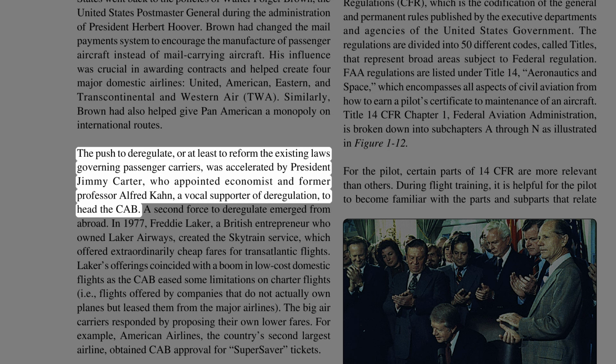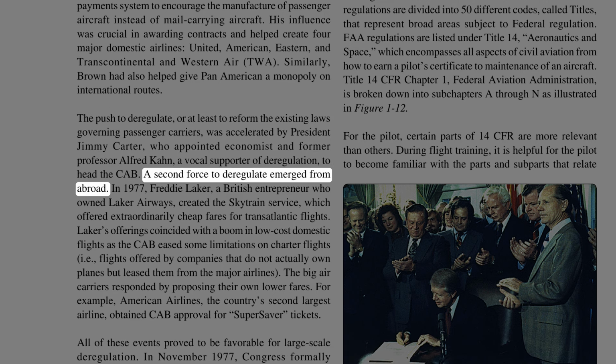The push to deregulate, or at least to reform the existing laws governing passenger carriers, was accelerated by President Jimmy Carter, who appointed economist and former professor Alfred Kahn, a vocal supporter of deregulation, to head the CAB. A second force to deregulate emerged from abroad.